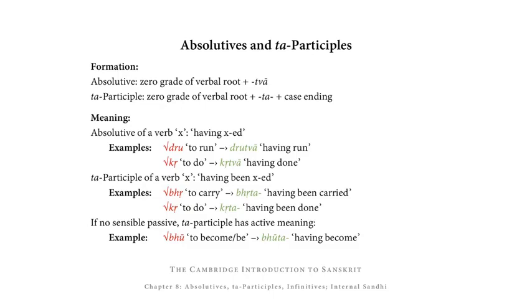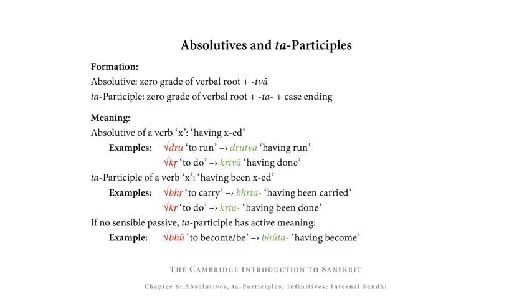What do these forms mean? Well, the absolutive of a verb x would mean "having x'd." So, for example, of dru, to run, we take the root in zero grade, dru, add tvā, giving us drutvā, and so we have "having run." Of kṛ, to do, kṛtvā, "having done."